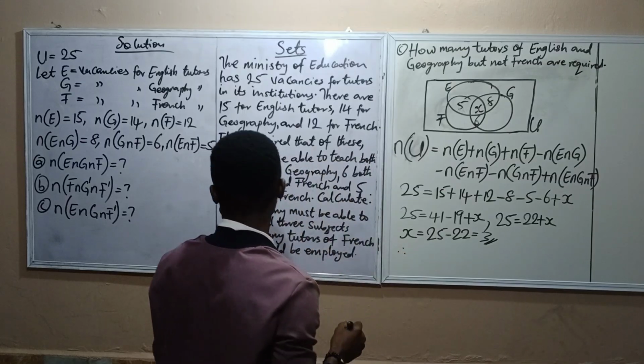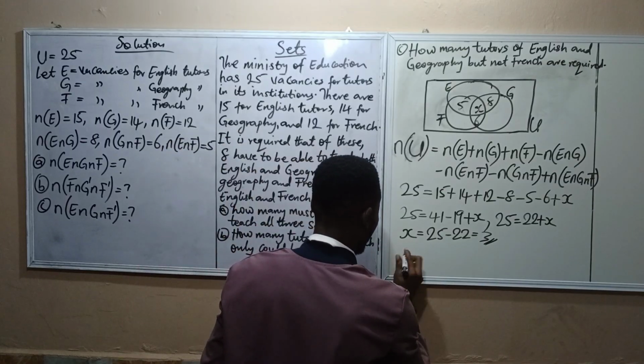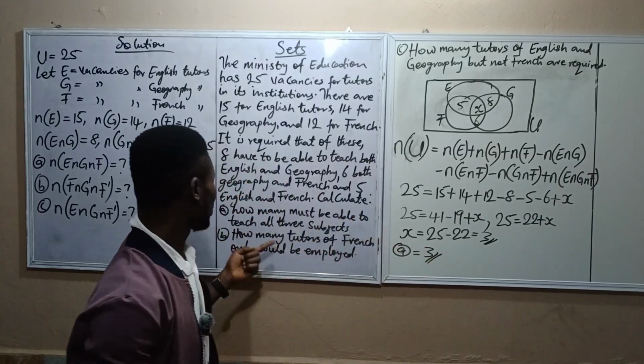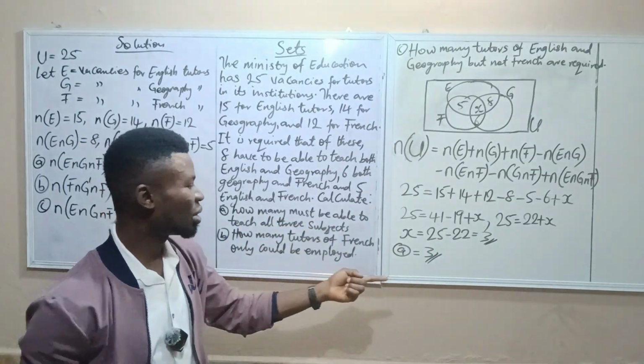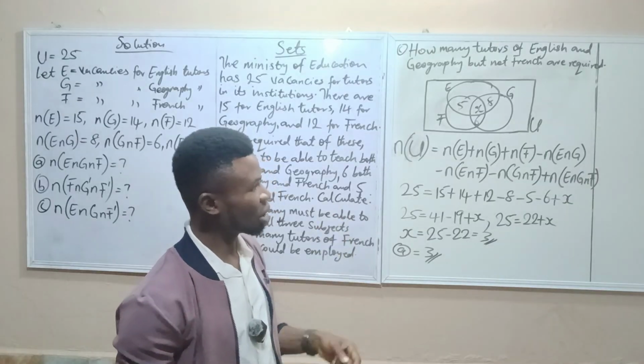Therefore, question A is equal to 3. That is the number that must be able to teach all the 3 subjects. That means 3 tutors must be able to teach all the 3 subjects.